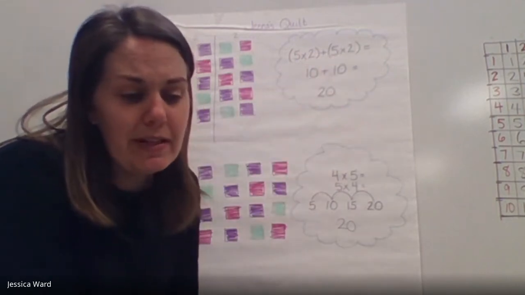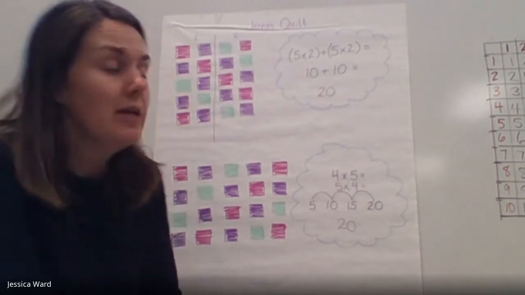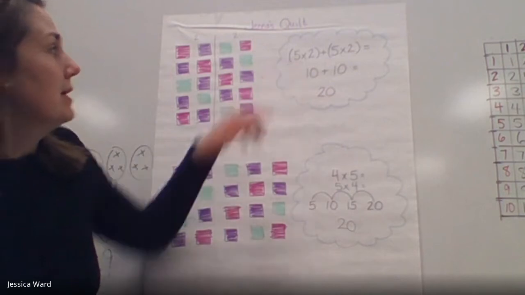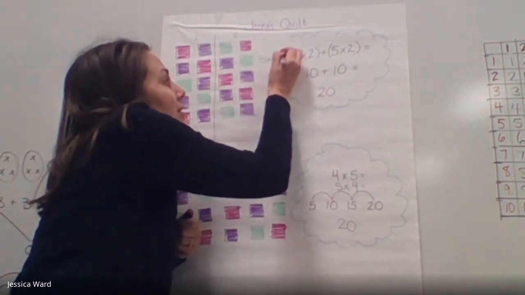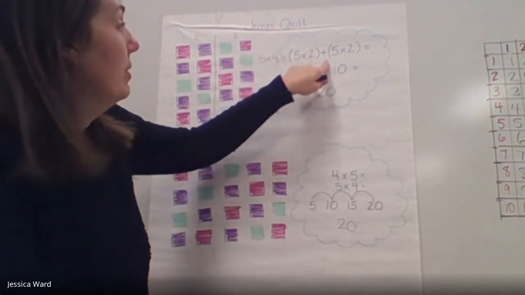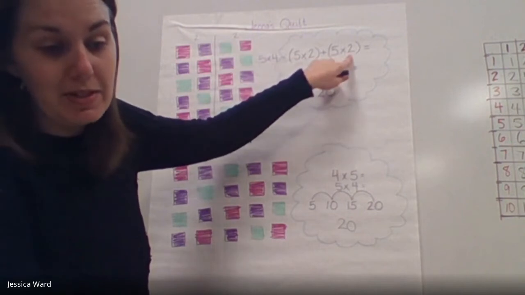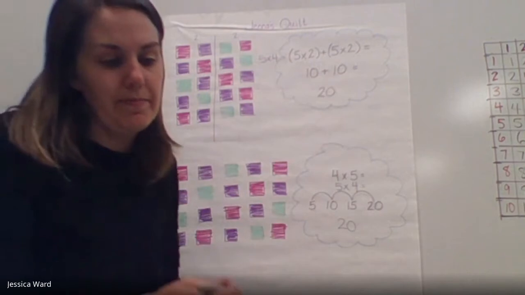Number 2 says fill in the blanks to show how the smaller arrays can be used to find 5 times 4. So what they have written is 5 times 4 is the same as saying we have 5 times 2 plus another 5 times 2, or 10 plus 10 to make 20.